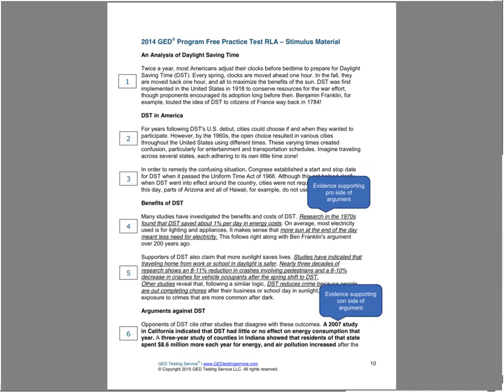What we would want students to be able to do is notice that we're asking them to look for the evidence and underline that evidence supporting the pro side, and then go through and put bold or highlight the evidence supporting the con side of the argument. Same strategy, we're just using it with a different type of text as we're moving through.